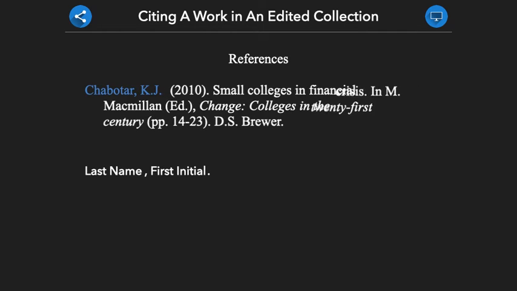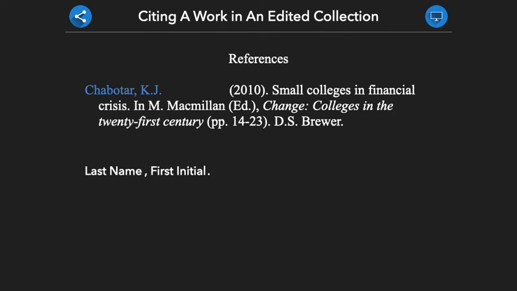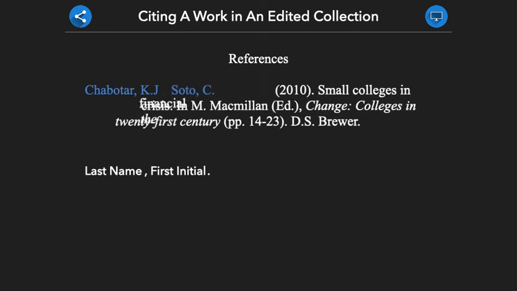If you have two authors, your citation will look like this. After the initial author, we will include a comma, an ampersand, and then the second author's name. Please note that this name is also given as last name, first initial. If the text has 3 or more authors, we will repeat this pattern.